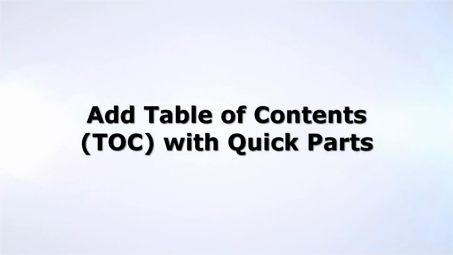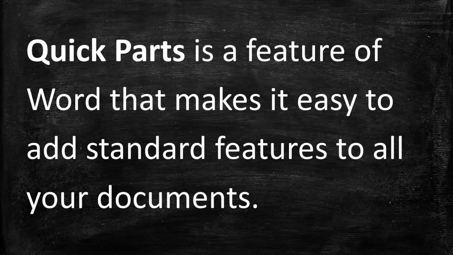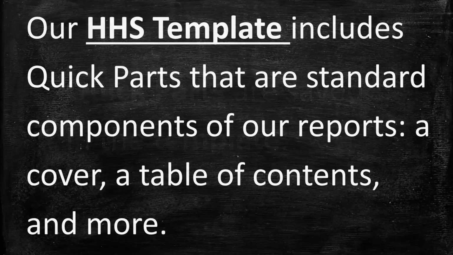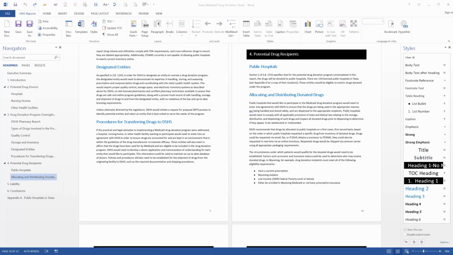Add Table of Contents, TOC, with Quick Parts. Quick Parts is a feature of Word that makes it easy to add standard features to all your documents. Quick Parts are saved in the template. Our HHS template includes quick parts that are standard components of our reports: a cover, a table of contents, and more. Let's add a table of contents.